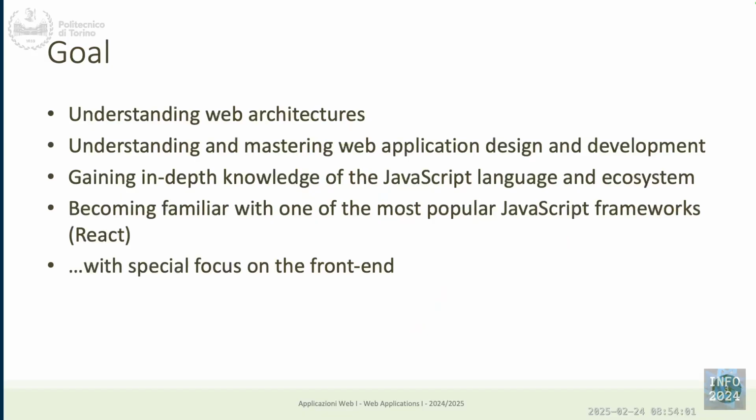The goal of the course is mainly, as the title says, to understand how web applications are designed and developed, from the point of view of front-end programming. A web application is a distributed application between a back-end and a front-end. In this course, we will focus mostly, not exclusively, on the front-end. This means working in JavaScript, because it's the only programming language suitable for front-end programming.